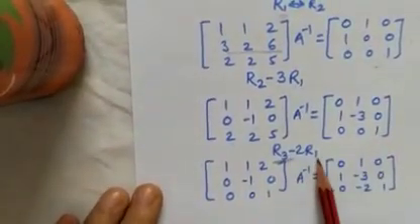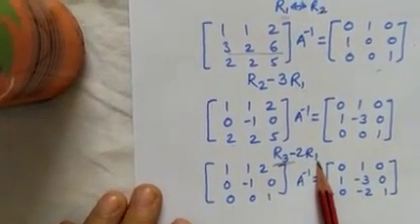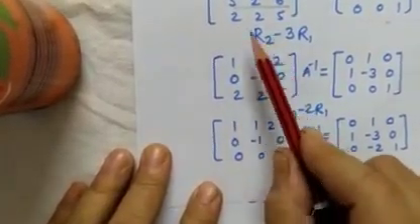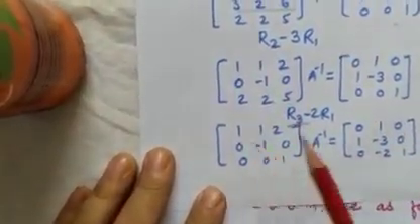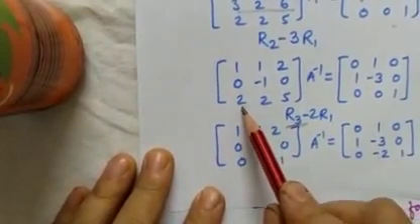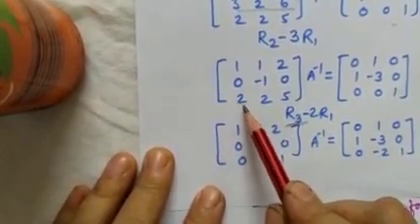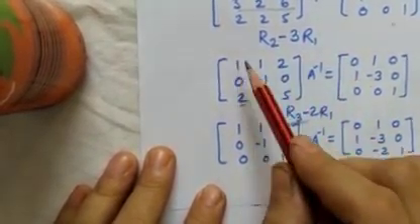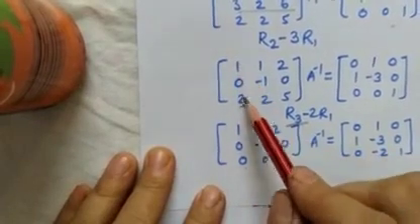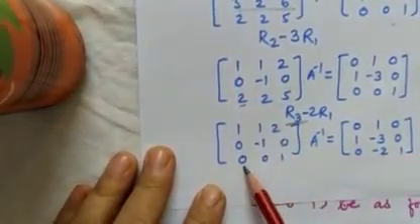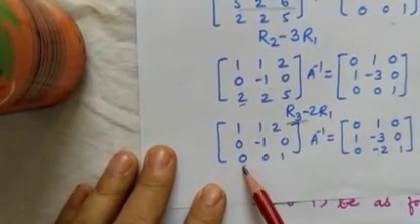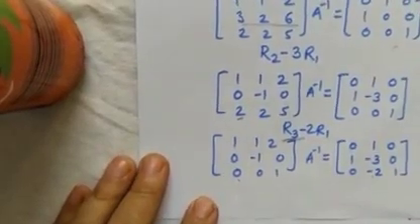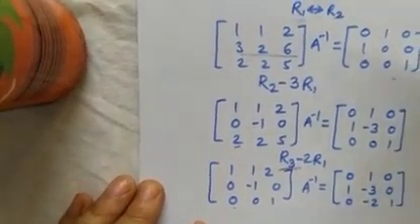Next step, R3 minus 2 R1. R3 minus 2 R1 means the operation should be performed on R3. What are the elements of R3? In this place of R3 we want 0. So we multiply R1's element 1 by 2; 2 minus 2 will become 0. So this place we want 0, and therefore we got 0 by performing this operation. The same operations are performed on the RHS also.